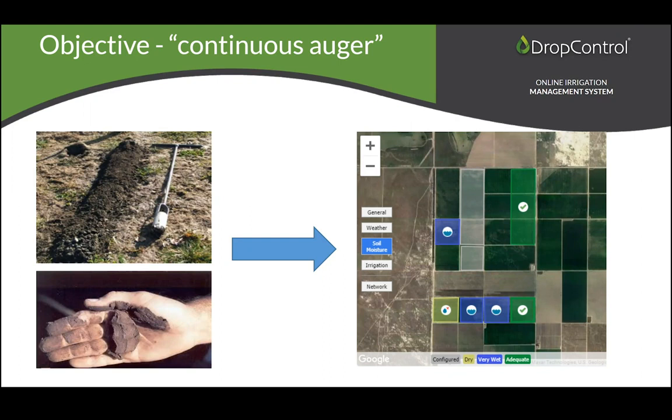You can see on the right-hand side, we have a map with different blocks. It's got 6 soil moisture sensors. 3 of them are very wet. That usually happens right after an irrigation has been done. We've got 1 of them on the dry side that hasn't been irrigated, or the soil is dry currently, and a couple that are in adequate conditions. So the main objective is to take that auger that they were probably using in the field, checking moisture by hand, and take it into a software-based continuous reading.